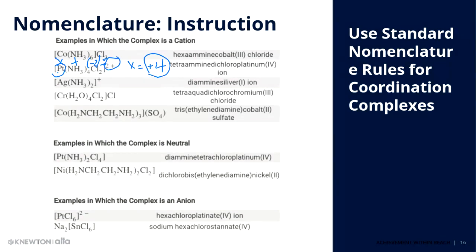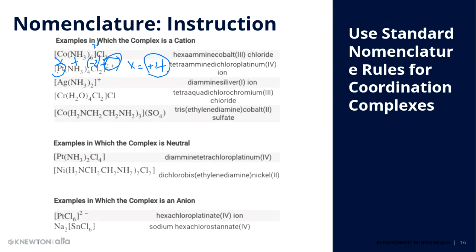The charges inside, if you add them all up, should equal the charge outside of the bracket. Like in this case, it would have been a 3+, because the 3- from chlorine is canceling the charge of the 3+. So the cobalt is going to be 3+. Platinum here must be 4+, because 2- is coming from chlorine, 0 charge is coming from ammonia, and the overall charge is a 2+.